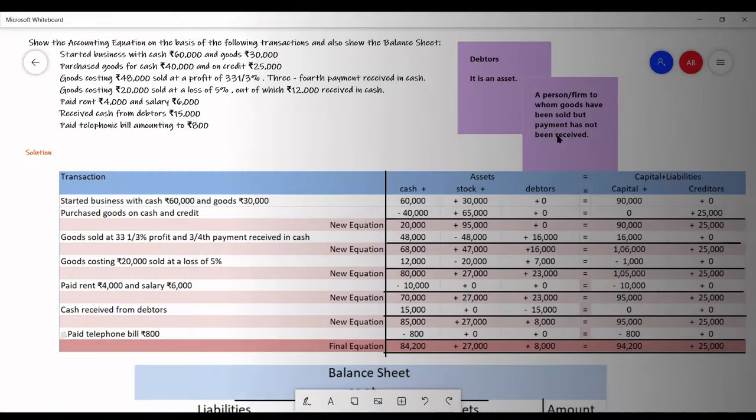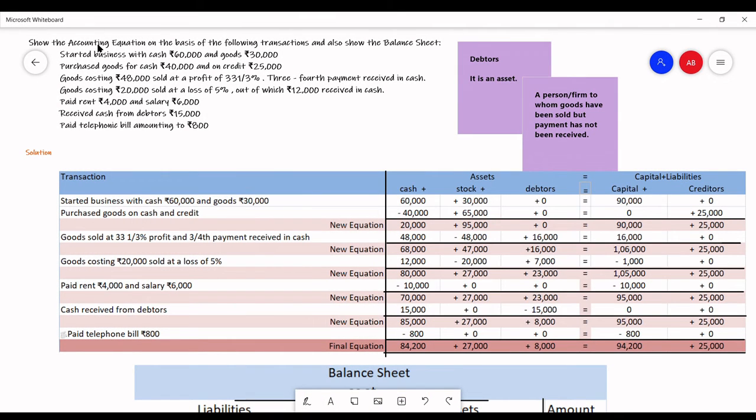Let's begin with another problem of the accounting equation. My question reads: show the accounting equation on the basis of the following and also prepare the balance sheet. Previously, we have only prepared the accounting equation. Now, there's an additional part to my question, that's the balance sheet. So, the format has been drawn. Transactions on the left hand side, assets is equal to capital plus liabilities, which is my accounting equation.